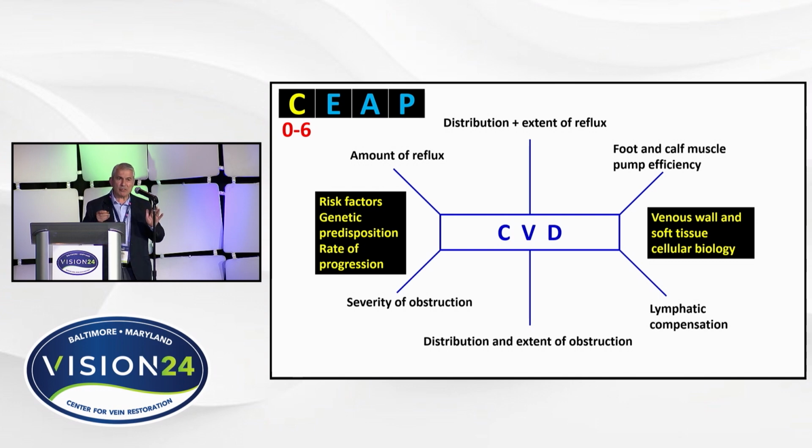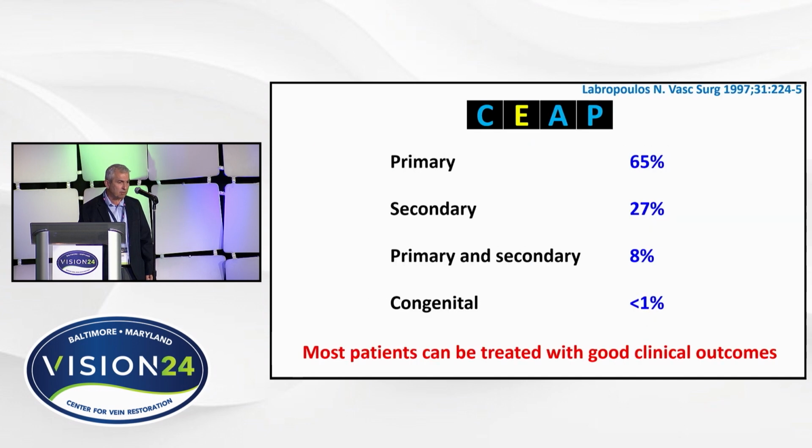If you look at chronic venous disease, you can put the reflux and the obstruction, but do not forget to add what we said earlier, the foot and muscle pump efficiency. More importantly, the venous wall and soft tissue cellular biology, which is the key element for developing signs and symptoms of venous disease. Of course, the lymphatic compensation, beautiful work by Peter Mortimer in England. Then, of course, risk factors, genetic predisposition, and the rate of progression of disease that Dr. Papas showed us earlier in his talk.